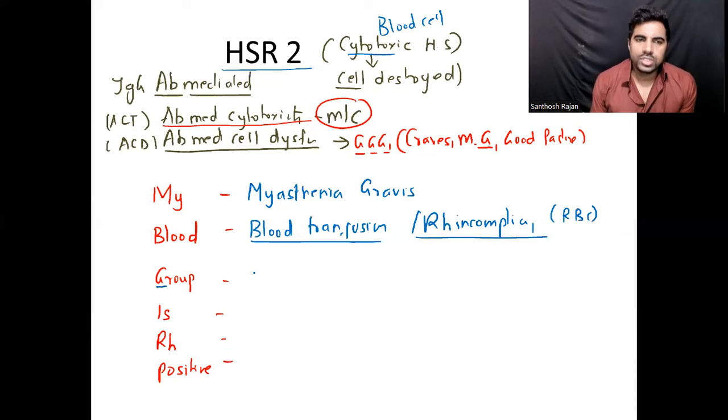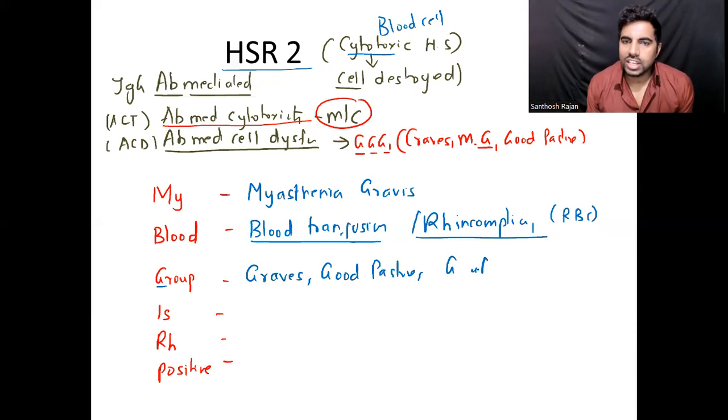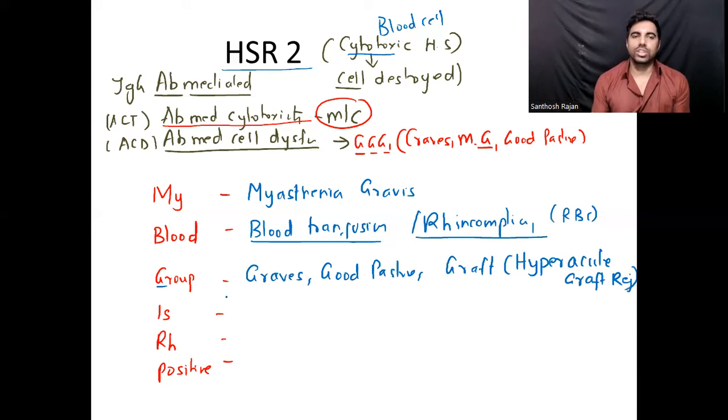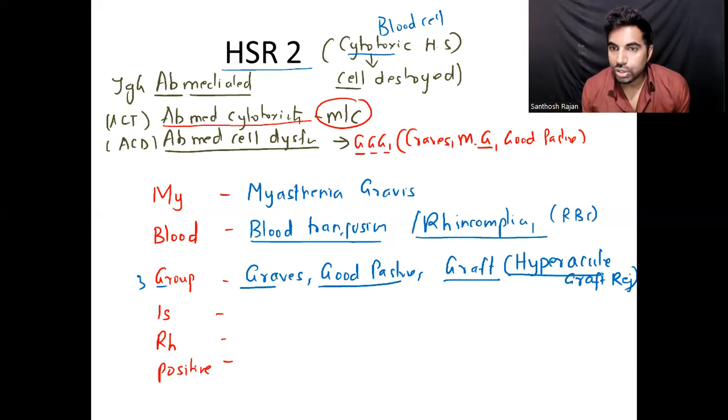We talk about G, there are maybe two. One is Graves, Goodpasture, and graft rejection. Which graft rejection? We're talking about the hyperacute, many times asked. Hyperacute graft rejection. You got it? So three G's will come here: Graves, Goodpasture, graft rejection, especially hyperacute, only hyperacute. We'll talk again about graft rejection, but now you remember.